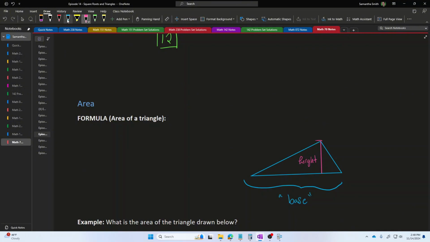So if you want to find the area of a triangle from its base and its height, then you can find the area of a triangle by taking the base, which I will call B for short, multiplying it by the height, which I will call H for short, and taking 1/2 times the base times the height. 1/2 of base times height is the area of a triangle.